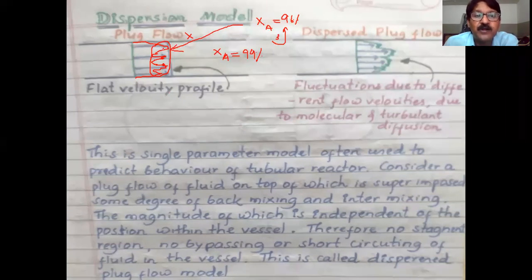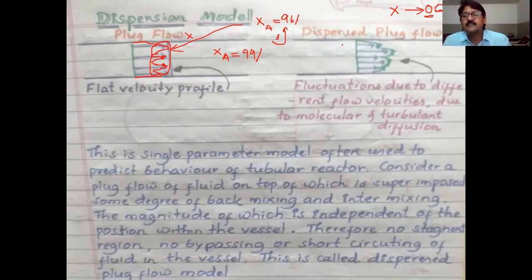We should be able to predict the extent of mixing. If the extent of mixing is more, dispersion will be more. If the extent of mixing is less, dispersion is less. So we want to know the mixing, whether it is 0 or 1. 0 means no mixing, 1 means complete mixing, and in between is a type of mixing which will occur. If this is observed, then it is called dispersion plug flow. What is dispersion plug flow?